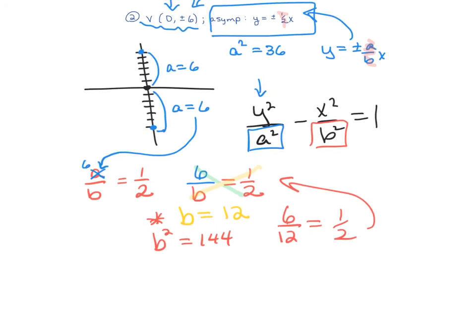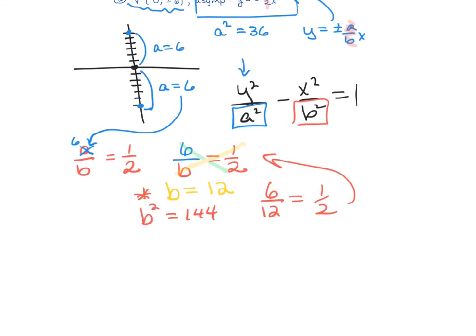Now I can go and plug everything into my equation. So y squared over your a squared, which is 36, minus x squared over your b squared, which was 144. And that's your equation. Let's try another one.